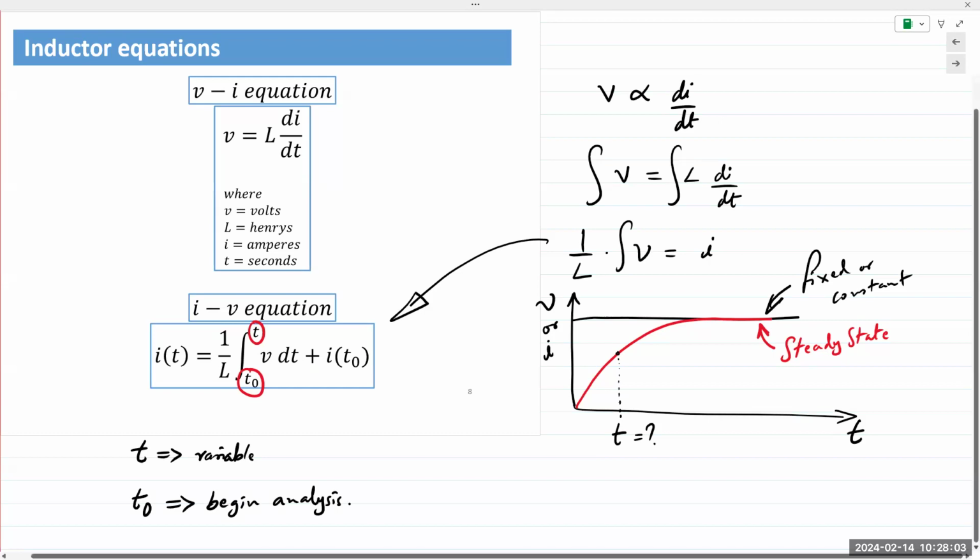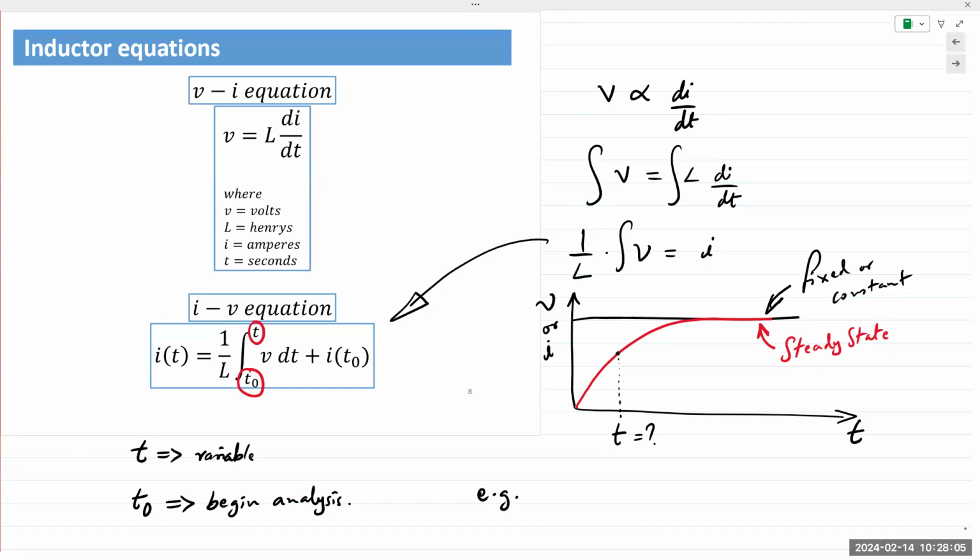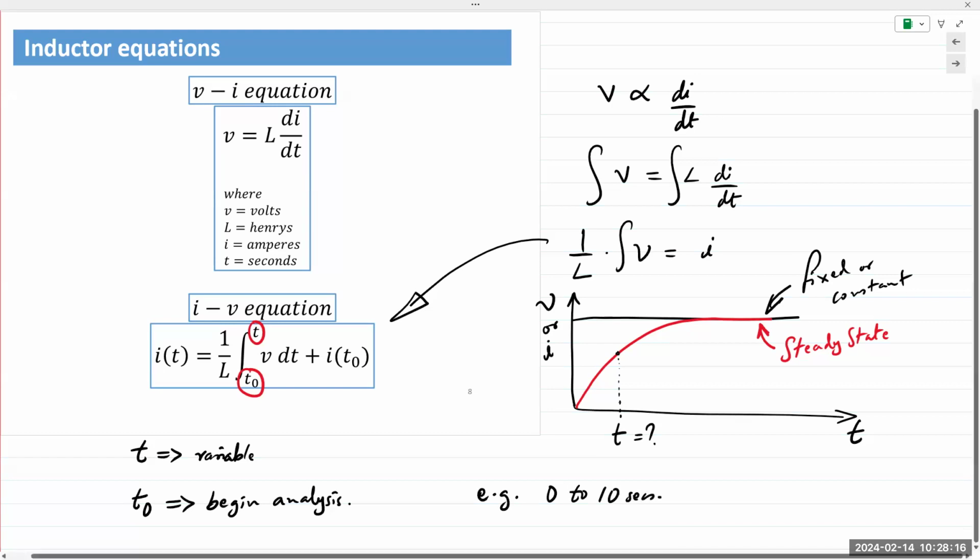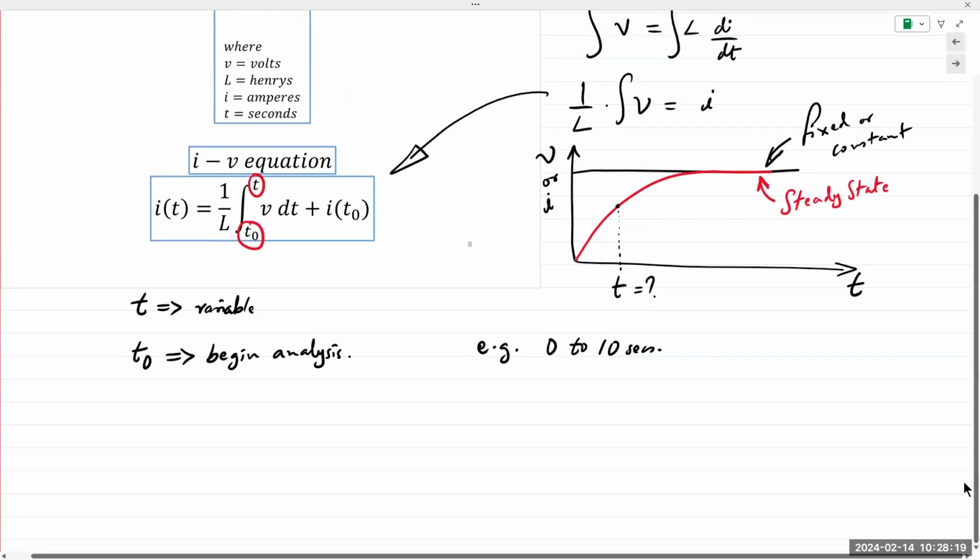For example, let's say you're working with a system that goes from 0 to 10 seconds. You can break up this 10 seconds into multiple parts. You can break it up into 10 parts, 100 parts, or 1,000 parts. It doesn't really matter what the purpose is, but there is a definite time period for your system, 10 seconds, and then multiple parts in there.